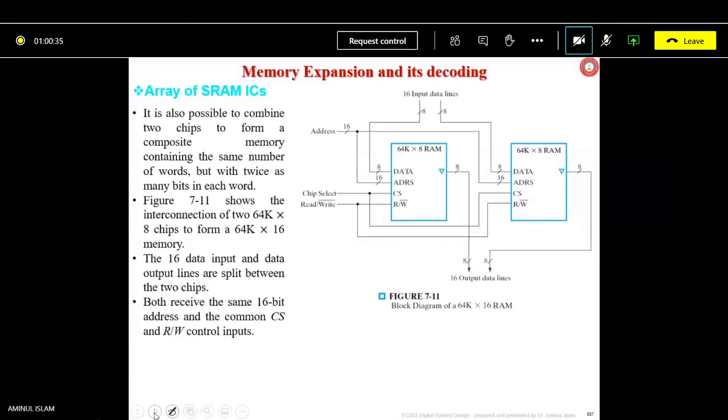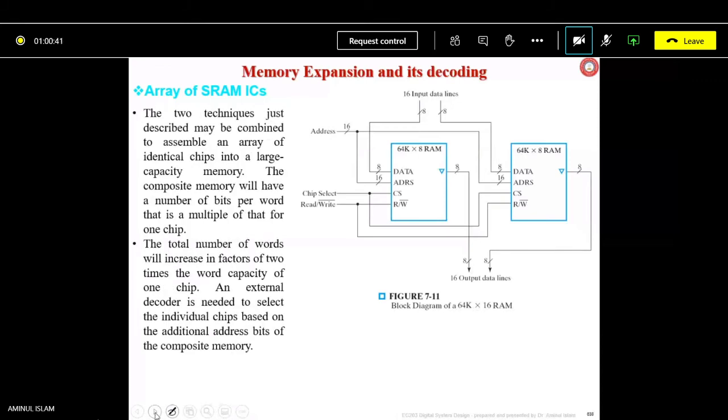We don't want to speak anymore. These diagrams are taken from your book. Earlier I had taken from a different book, otherwise the basic thing is the same. CS is going here and here also, and parallelly connected. So both the chips will be parallelly selected, and hence you will be getting 8-bit, meaning 16-bit outputs here when the memory is read.